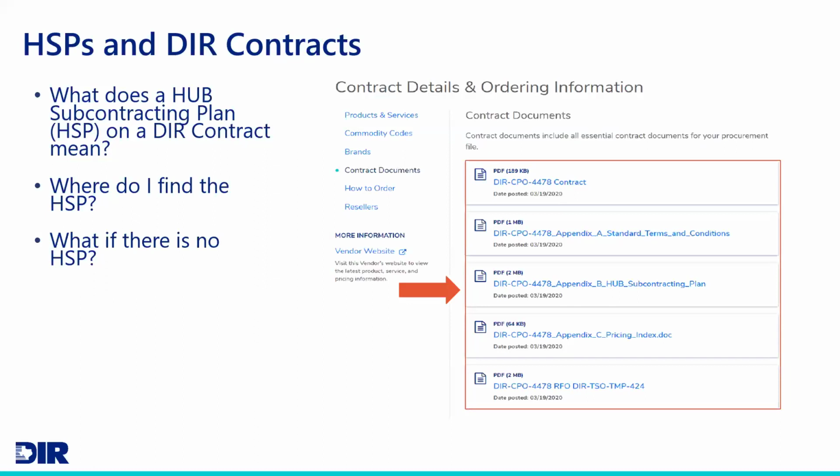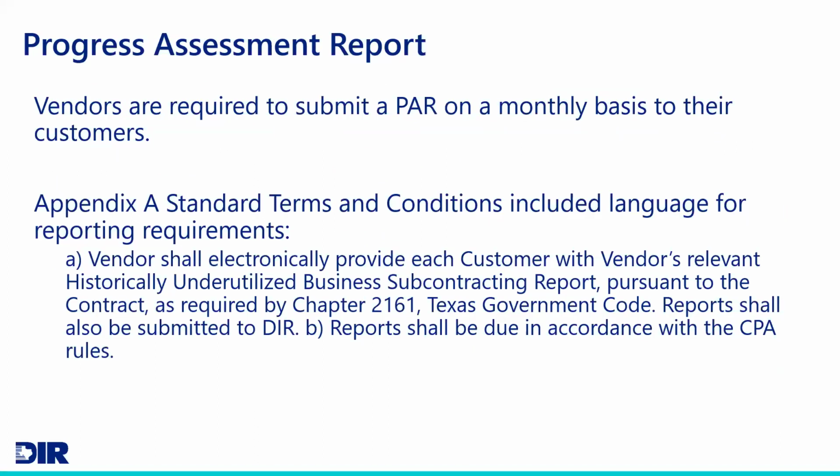Remember, the HUB form is always Appendix B on any DIR cooperative contract. That's where you'll find the most recent version. If you don't see it posted, just reach out to us. We can help track that form down for you. There are reporting requirements spelled out in our terms and conditions that vendors do need to adhere to. And part of that includes submitting that PAR form to you on a monthly basis. Typically, that comes at invoice time from the vendor.